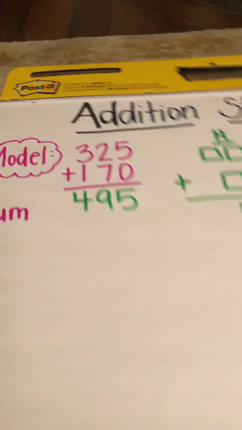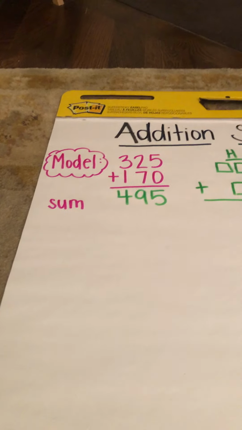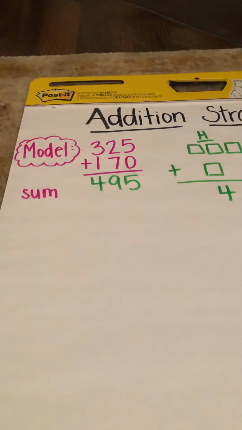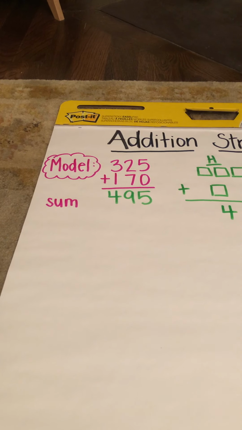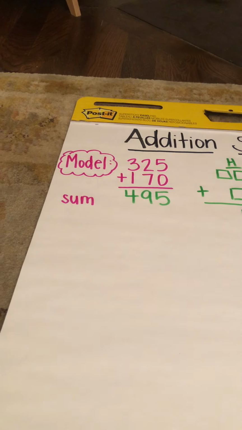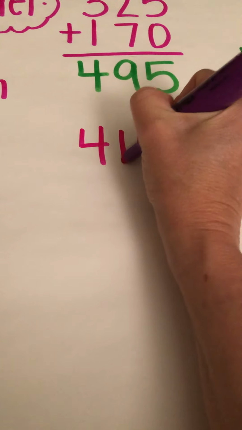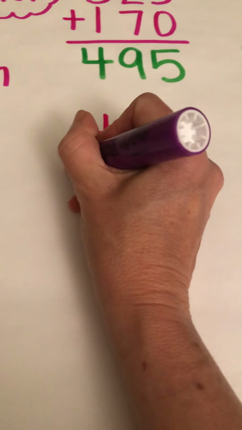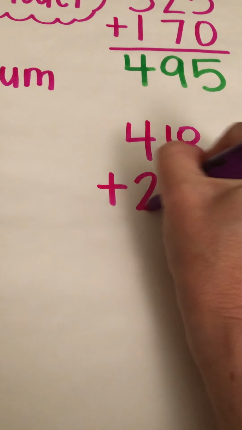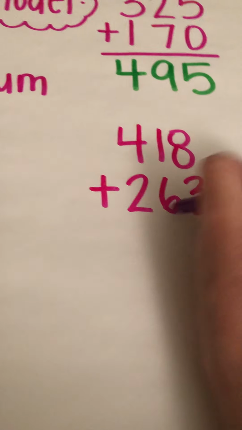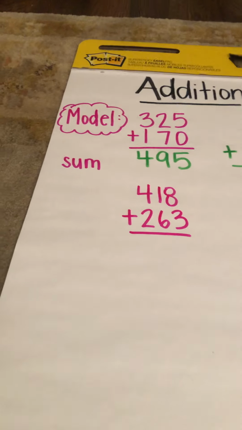All right, we're going to do another equation using the same strategy, but this one's going to be a little bit different, and I'm going to see if you can tell me why. So this time I'm going to do 418 plus 263. So go ahead and write your next equation down.